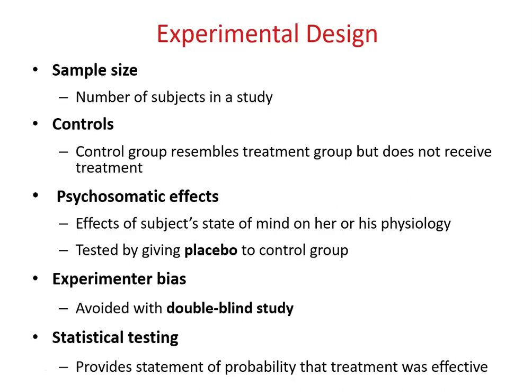Another element of psychosomatic effects involves the use of a placebo given to the control group. A placebo is something that looks like the medicine but has no physiological impact. If the medicine is in the form of a pill, sometimes we say a sugar pill, or a pill that's just made of nothing. There's no active ingredient in it. If it's an injection, it would be an injection of saline instead of whatever the medicine is that's being investigated.